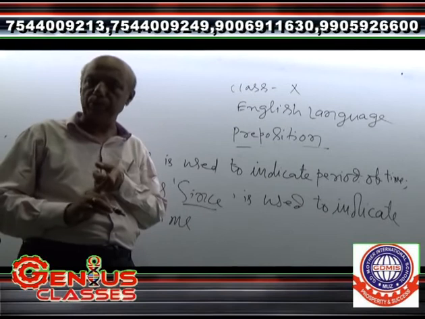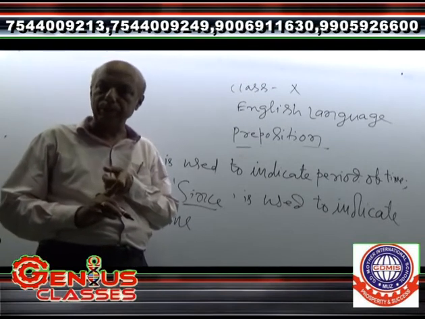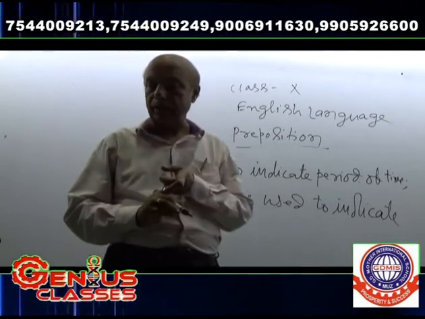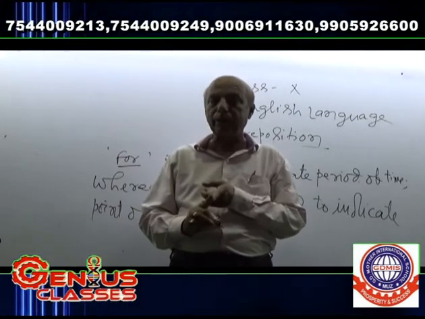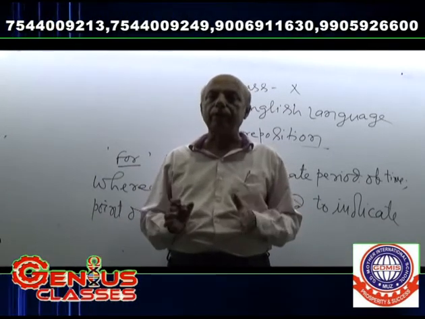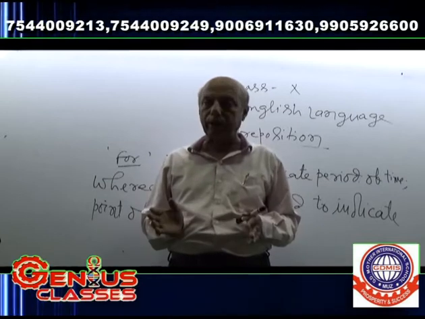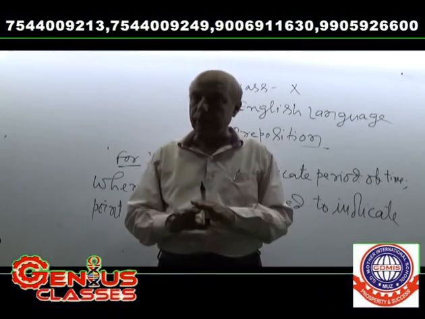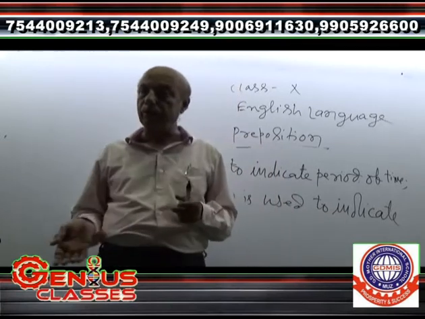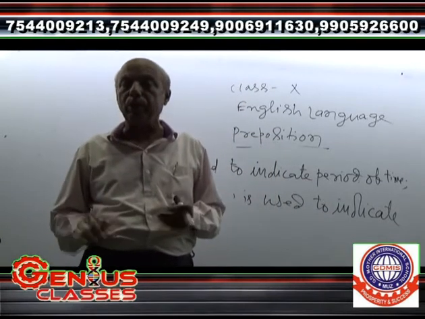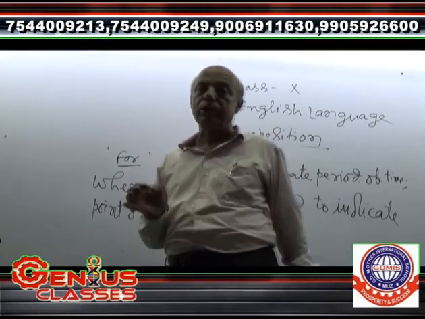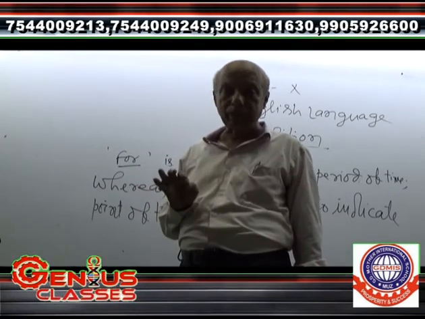Both are prepositions, but for has been used to indicate period of time. In the sentence I have used, I have been learning English for a long time, for many months, for many years. It is a period of time. But in the second sentence I have told you, I have been learning English since 2011, it means a point of time has been given.